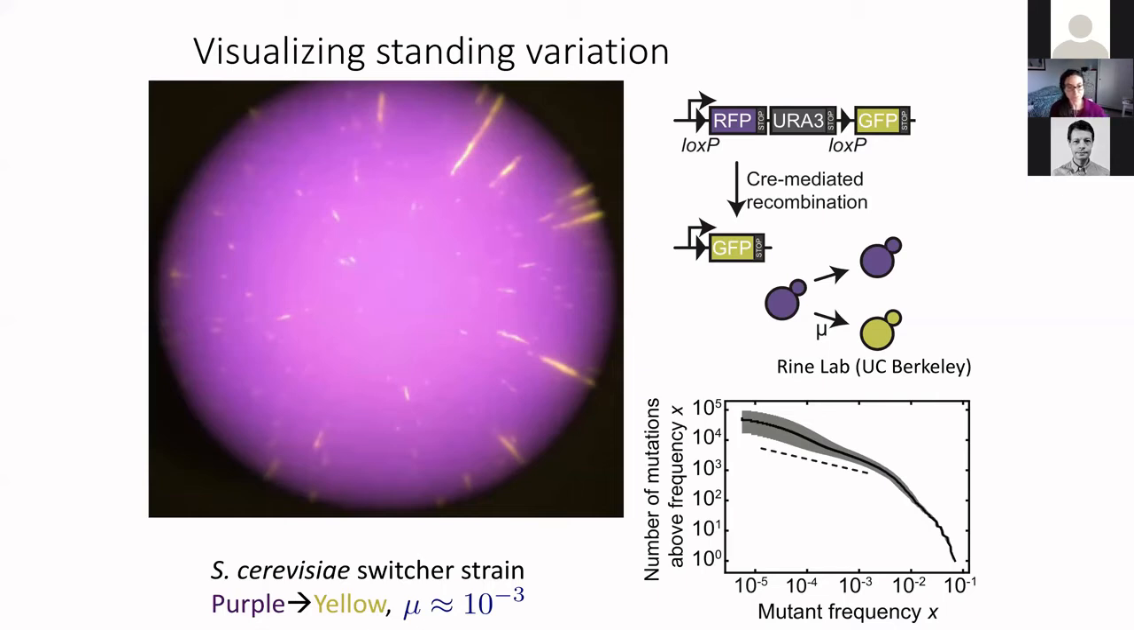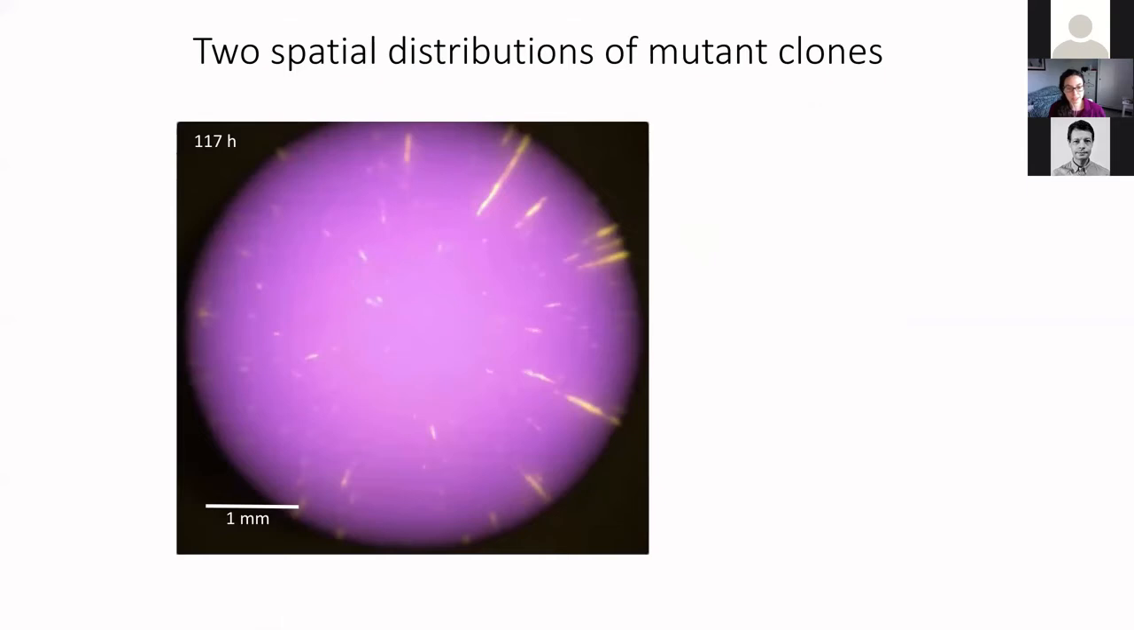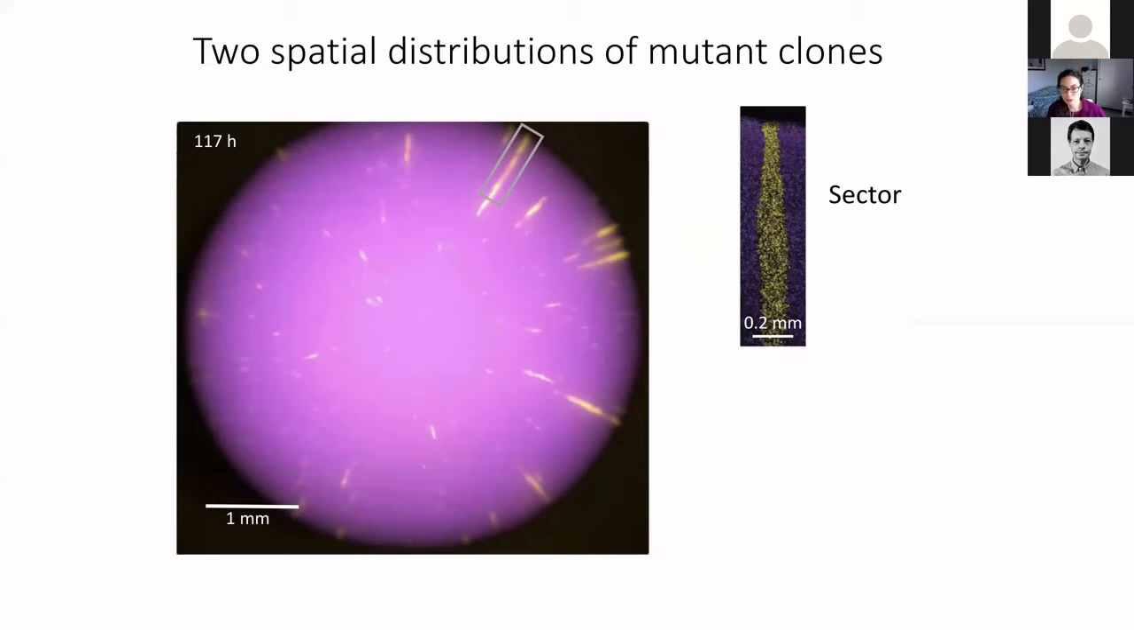In particular, what we see in this figure is that clones come really in two spatial flavors. There are what we call sectors, which are these clones that have emerged at some point during the growth process and keep growing with the colony. So they keep being in touch with the surface growing edge here.